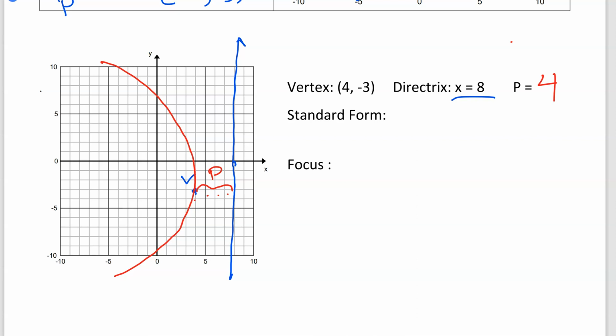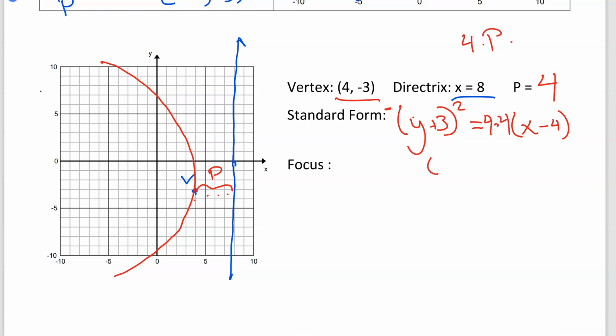That's just about enough to figure out the standard form of our equation. Our vertex is (4, -3), so I know it's (y plus 3) squared, because it's sideways. And there should be a negative in front of that because we're going to the left, equals, now our x value is 4, so x minus 4. But in front of it, we've got to have 4 times p, so it'll be 4 times 4.